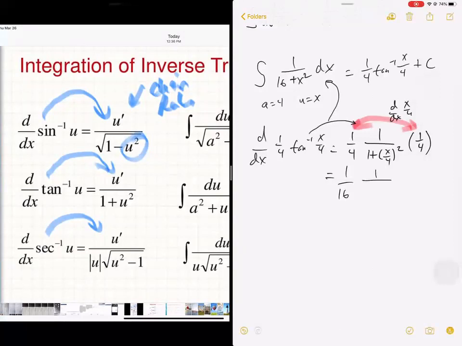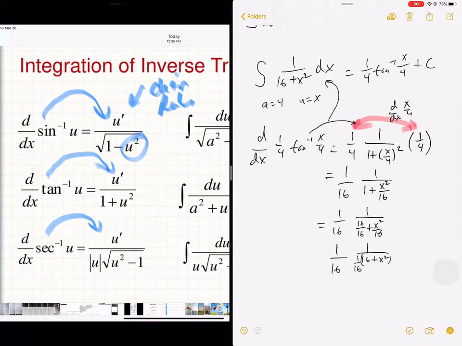Now I'm going to do a couple of fancy things. 1 plus, let's go ahead and square that. That's x squared over 16. Common denominator would be 16. 1 over 16 plus x squared over 16. We can factor out 1 over 16. 1 over 16 plus x squared.